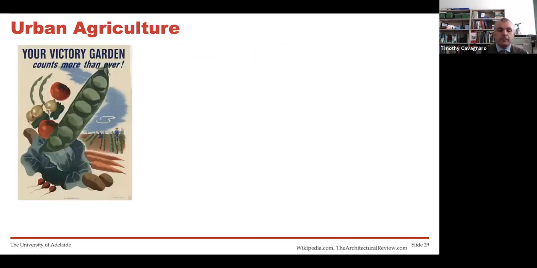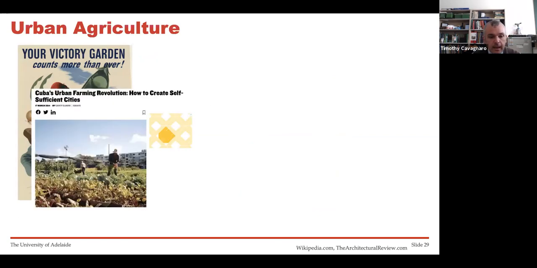Urban agriculture is also something that people undertake in times of stress. So we expect to see greater uptake of these sorts of practices when people are more concerned about their food supply. So during the First and Second World Wars, there was a lot of emphasis on growing your own food and these so-called victory gardens.